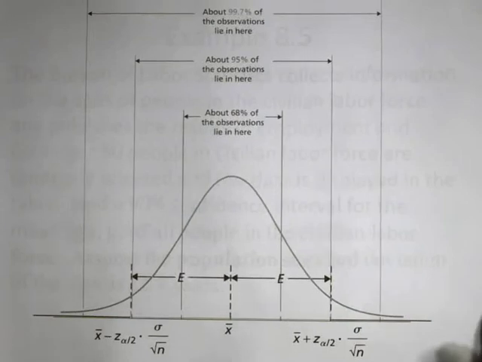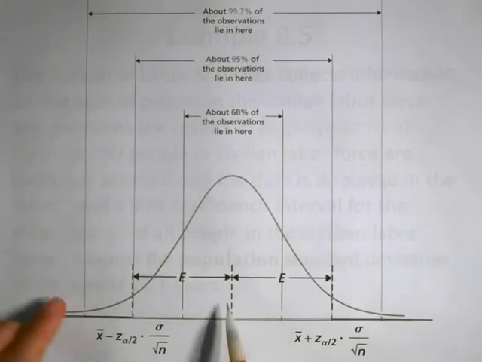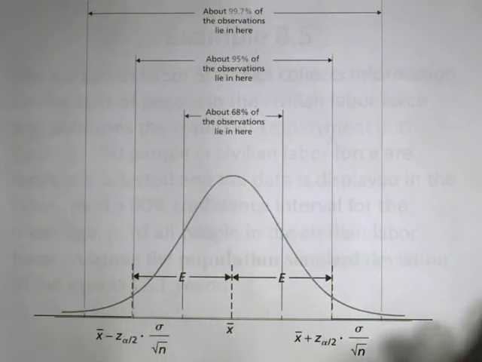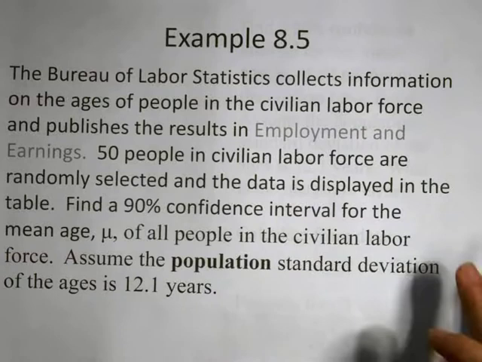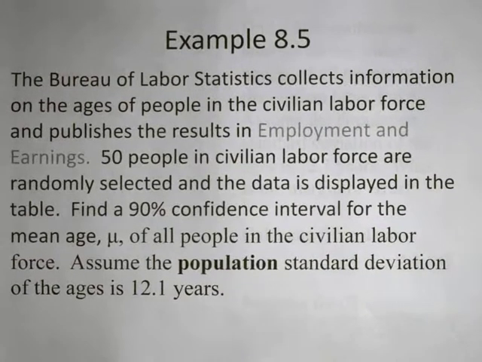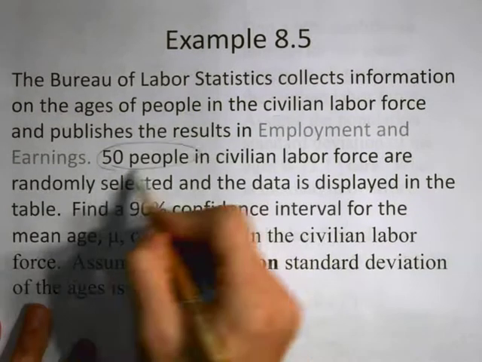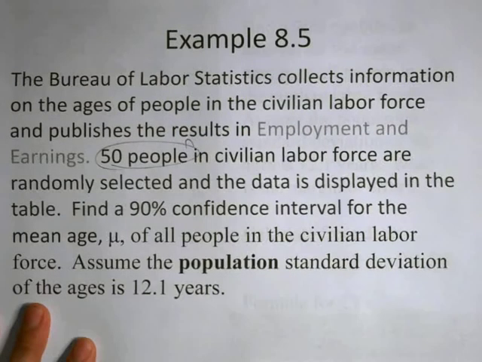Let me keep going with this. Okay, so the example that I want to do is an example about the ages of people in the civilian labor force. The Bureau of Labor Statistics collects information on the ages of people in the civilian labor force, and it publishes these results in the employment and earnings. 50 people in the civilian labor force are randomly selected, so our sample size is 50. That's N.